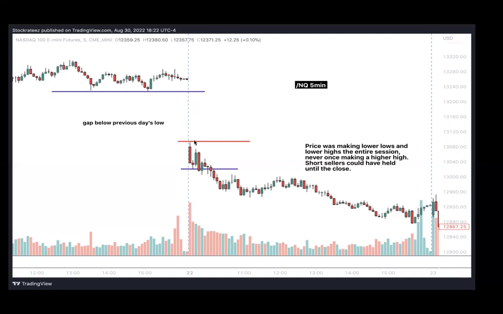There are a number of ways that we can take profits. What I like to do, you can trail your profits with market structure. Price is continually making lower highs and lower lows, lower highs and lower lows, until the close. You actually could have held until the close. Now, me personally, I don't really have the patience to sit in front of the screen all day and watch that.